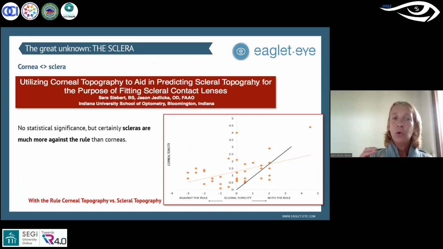Again, looking now at the cornea and the sclera. Of course, we know a lot about the cornea. We've always measured it with topographers, but actually you don't really know what's going on with the sclera. We just measure it using a topographer. There's no statistical significance between the cornea and sclera, but certainly scleras are much more against the rule than corneas. If you're looking at the graph here, we've got the with-the-rule corneal topography versus scleral topography. Through this research, they've realized that scleras are much more against the rule than you would expect with something like the cornea.